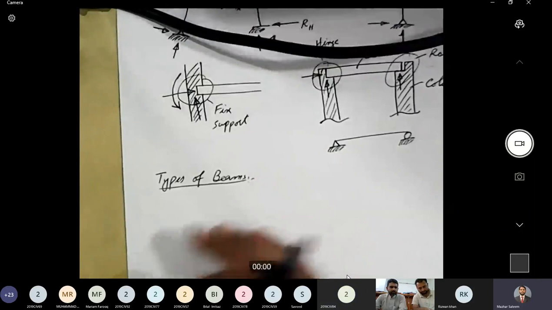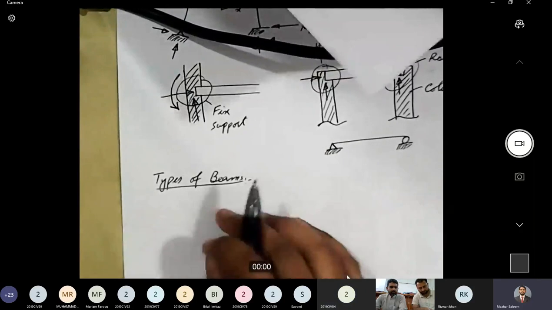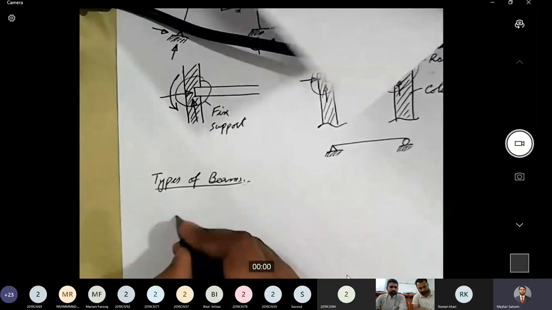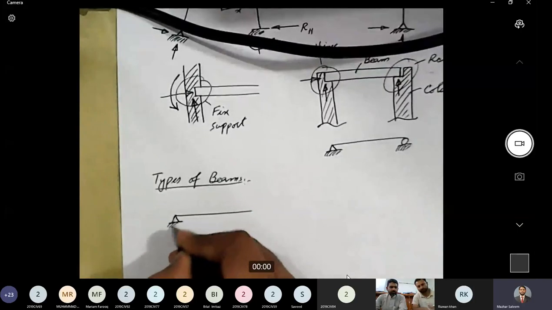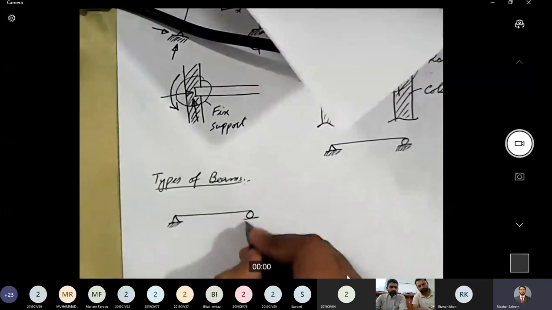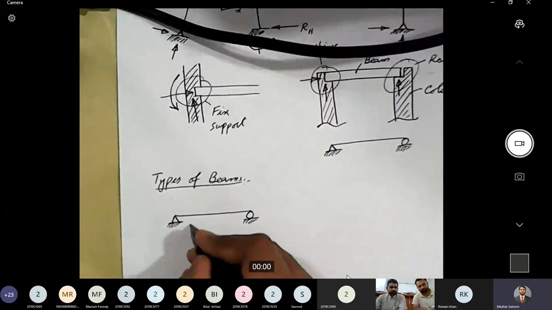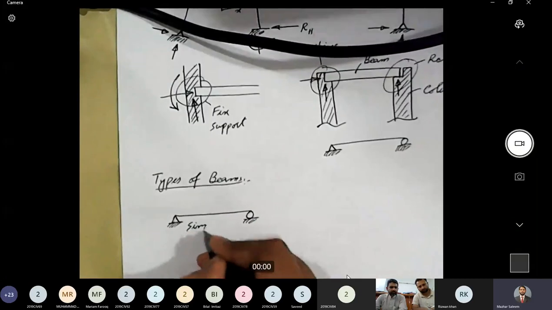That's good. So we have several types depending upon the end conditions. For example, this type of beam, which has a hinge support and a roller support, is termed as a simply supported beam.